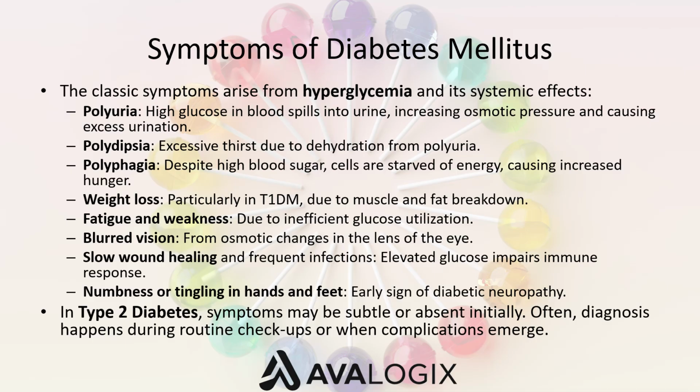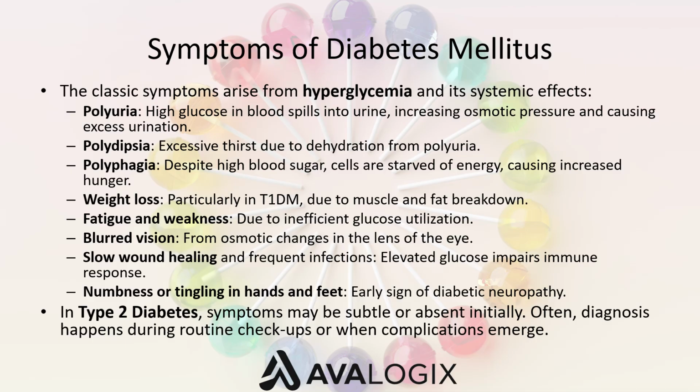Another key symptom is polyphagia, which means increased hunger. Even though there's plenty of sugar in the blood, the cells can't use it properly for energy, so the body feels starved and prompts the person to eat more. In type 1 diabetes especially, you'll often see weight loss because the body starts breaking down muscle and fat for energy when it can't access glucose. Patients may also feel fatigue and weakness due to inefficient glucose use. Some people experience blurred vision. This happens because high blood sugar causes fluid shifts in the lens of the eye, affecting focus.